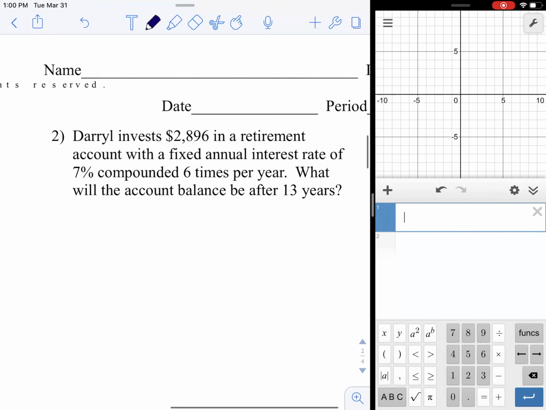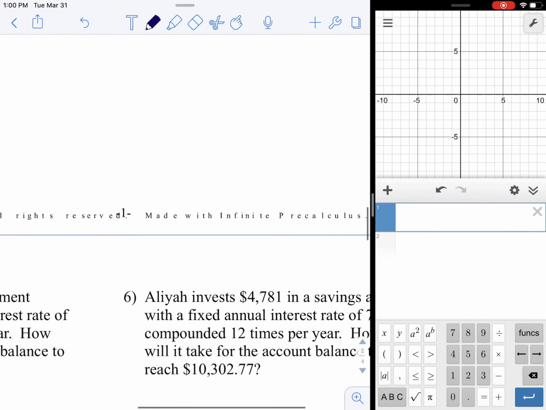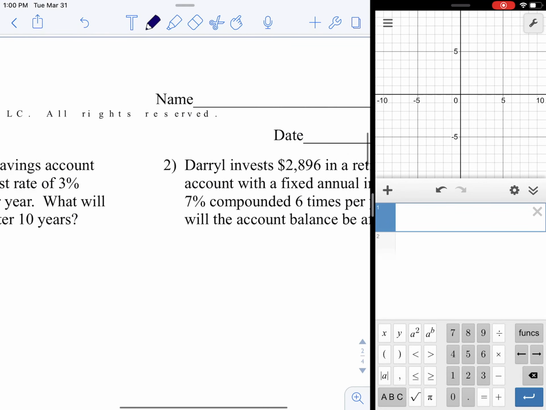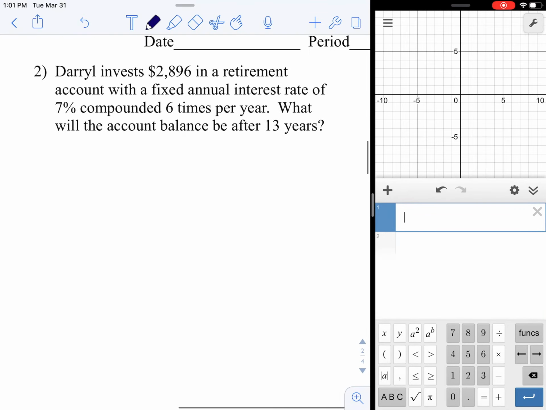So let's look at some problems that you're going to be expected to know how to do. As usual, I'll do the evens, so 2, 4, 6, and 8, and then you will do the odds. Let me write the formula up at the top. Amount equals principal times 1 plus R over N to the nt power. All right. Daryl invests $896 in a retirement account with fixed interest rate of 7%, compounded 6 times per year. What will the account balance be in 13 years?